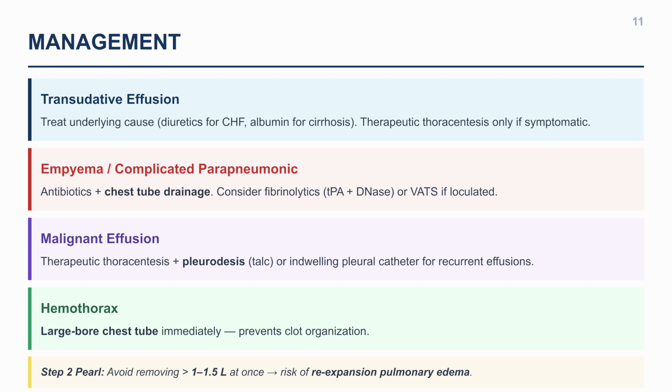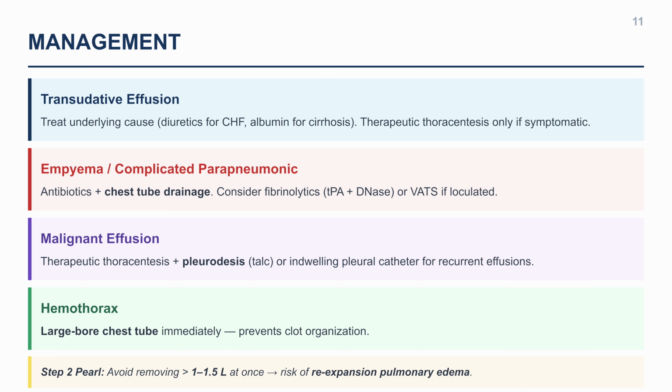For transudative effusions, treat the underlying cause. Diuretics for congestive heart failure. Albumin for cirrhosis with hypoalbuminemia. Therapeutic thoracentesis is done only if the patient is symptomatic. For empyema or complicated parapneumonic effusion, give antibiotics plus chest tube drainage.